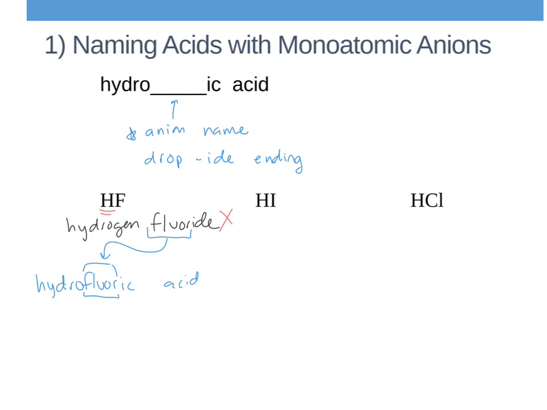Same thing when I do this one right next to it. This would be hydrogen iodide. Again, it starts with an H, so I know that I need to name it as an acid. So I'm going to call this hydro, and then I look for the anion name, which is iodide, but I get rid of the "-ide", so iod. So hydroiodic acid. Hydroiodic acid is what HI is.